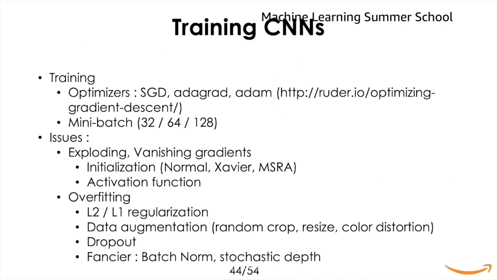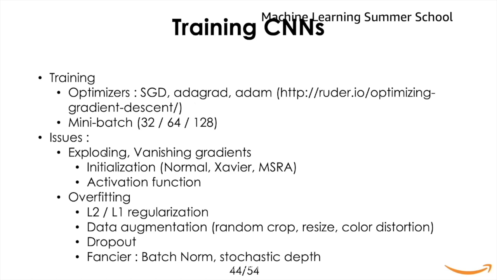Some other things to keep in mind while training CNNs is you need to choose the right optimizers. Stochastic gradient descent is one thing you know. There are also other optimizers like Adam and Adagrad. You need to set the right mini batch size. These are some things that come by experience, which is the best optimizer, which is the right mini batch size to use for your particular problem.